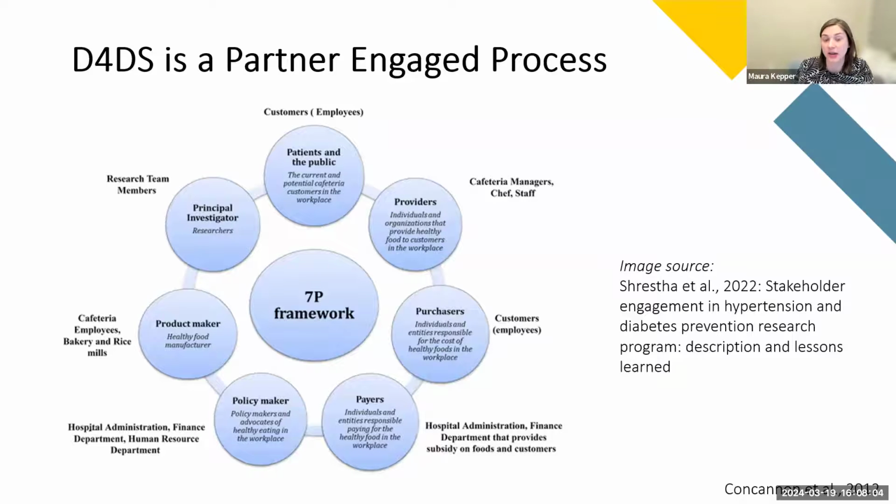D4DS is a partner engaged process. So it prioritizes the needs and perspectives of potential users, recipients, decision makers at every stage of our research. And through this process, it's important to consider a diverse range of perspectives. So we're not simply thinking about just the recipient or the implementer, but really we have to think about other people who may influence our product, who may influence the sustainability of our product, really.